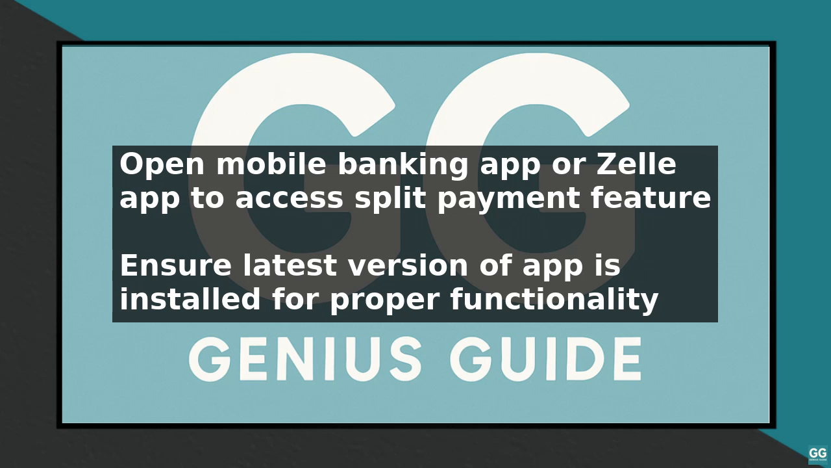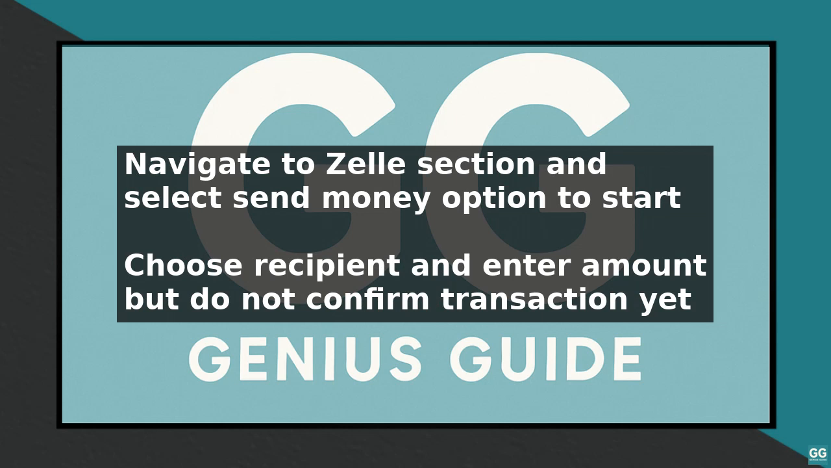Choose the recipient you want to send money to, or add a new recipient if needed. Enter the amount you want to send, but do not confirm the transaction yet. Next, look for the split payment option, which may be labeled as split bill or request money. Select this option to initiate the split payment process.